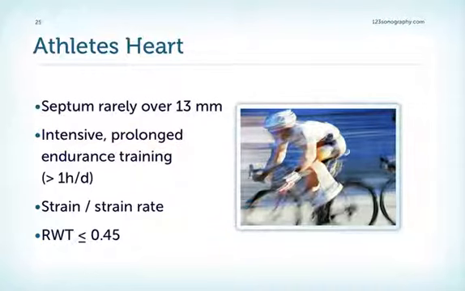Now let's take a look at the athlete's heart first. Rarely would you develop a septum which is more than 13 millimeters. You have to perform intensive, prolonged endurance training of more than 1 hour a day to develop hypertrophy. To differentiate the pathological from the physiological forms of hypertrophy, you can use strain and strain rate, which are newer methodologies, and you can also use the relative wall thickness, which should be below 0.45 in athletes.